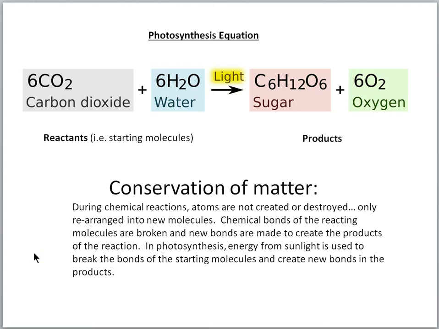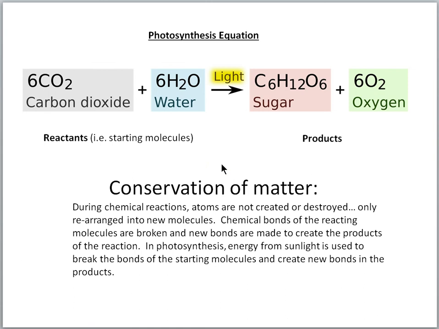In a previous lesson on photosynthesis, we learned about the basic photosynthesis equation, where we have reactants on the left side, the carbon dioxide and water molecules, being used to construct one molecule of glucose with 6 molecules of oxygen as a waste. These would be the products on the right. And we learned that the conservation of matter applies here, that during chemical reactions, atoms are not created or destroyed, they're simply rearranged to form new molecules.